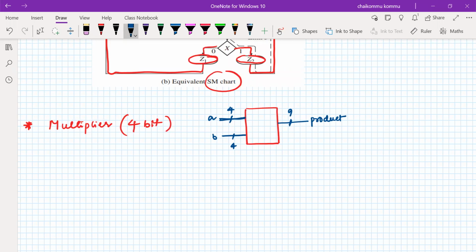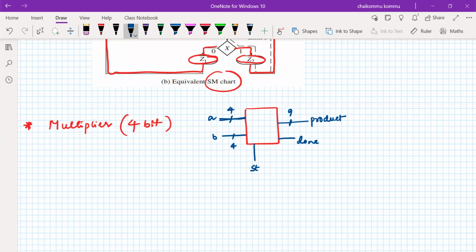Since I want to perform this operation based on one start signal, whenever the start signal is there, then only the multiplication has to be done. Once the final output is reached, I want to see one output called done. So these are the two additional signals that I'm giving to this one.